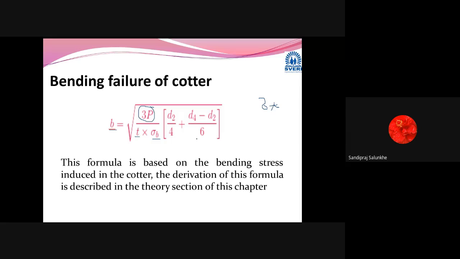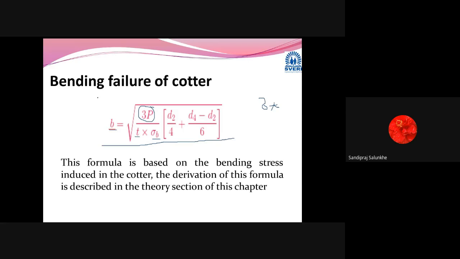Then d2 is the diameter which we have considered for the socket. d4 is the outer diameter of the collar of that socket, minus d2, the inner diameter of that socket, divided by 6. Okay, this d2 divided by 4. Now this is calculated from the quadratic equation which has been generated because of M by I is equal to f by y is equal to sigma b by y.